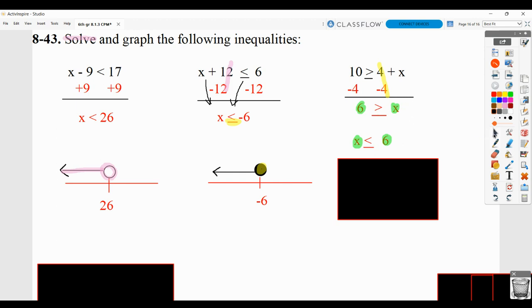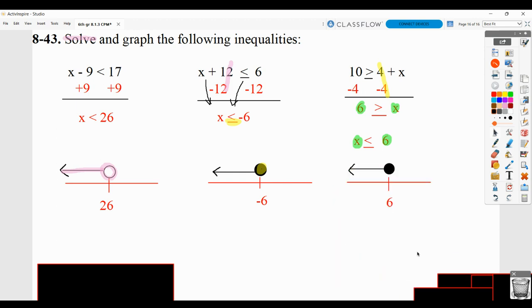And that makes it much easier for us to graph because, again, very much like what we had before. So I always encourage you to have the variable on the left side when you graph it. And again, you could have even done that in the first step.